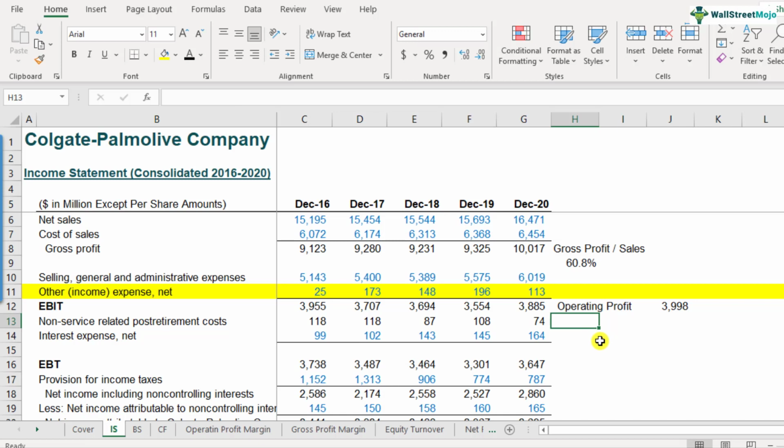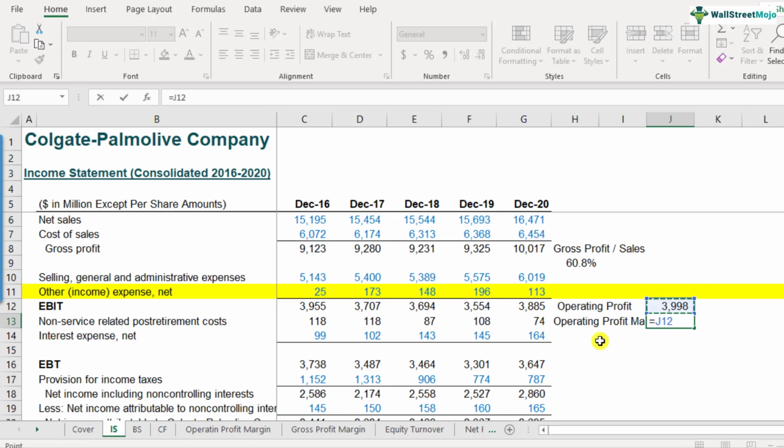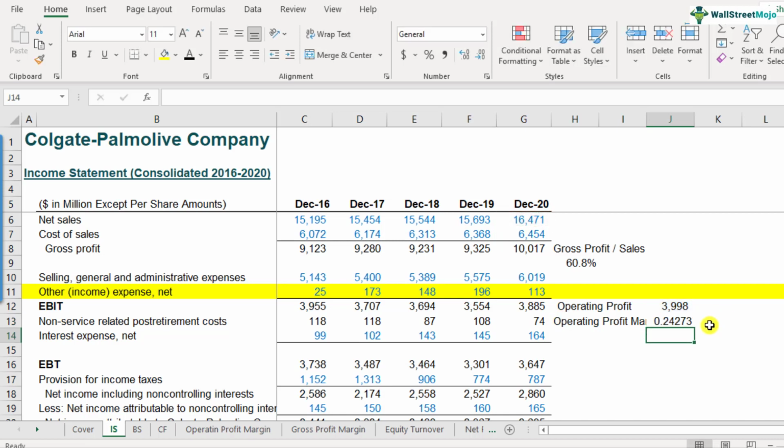So how much will be the operating profit margin? In this case, this will be 3998 divided by your net sales, that is 16471. So this comes out to be 24.3%.